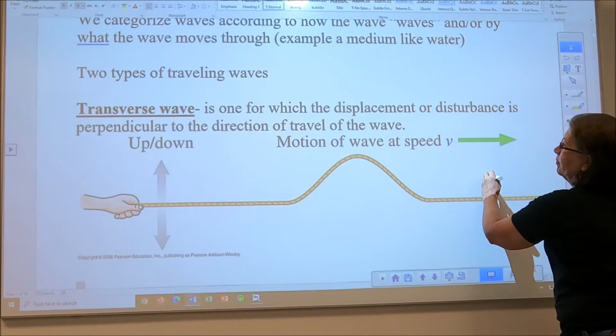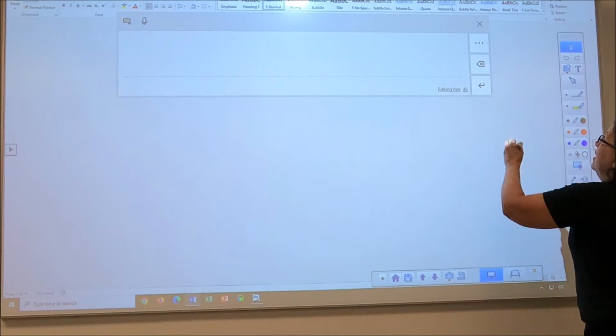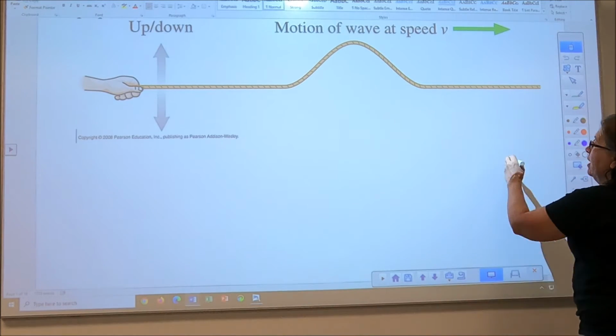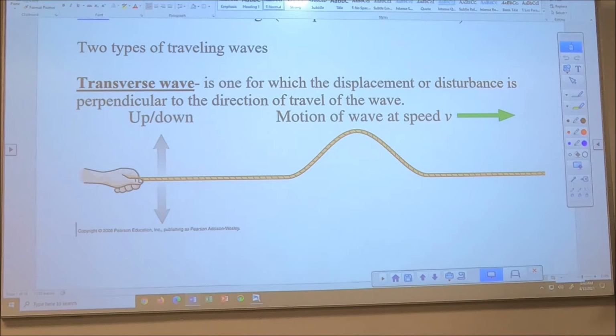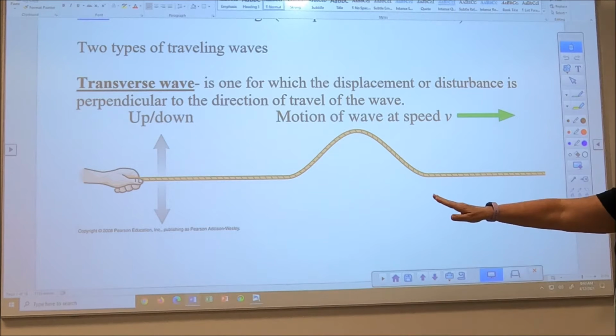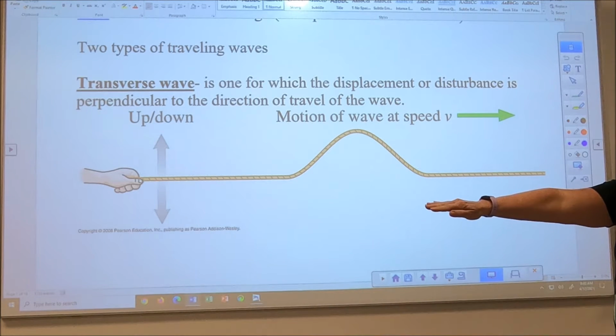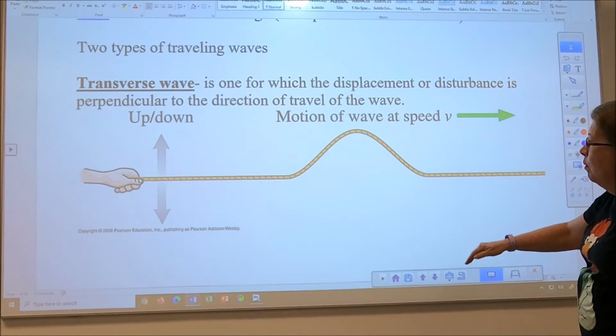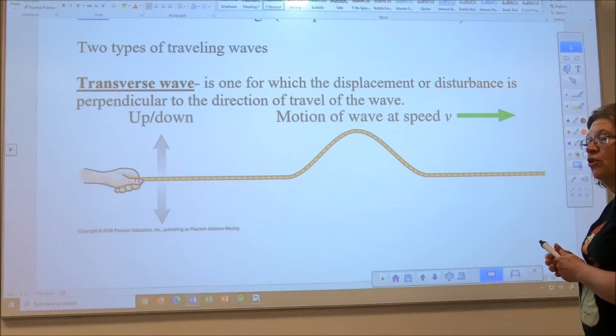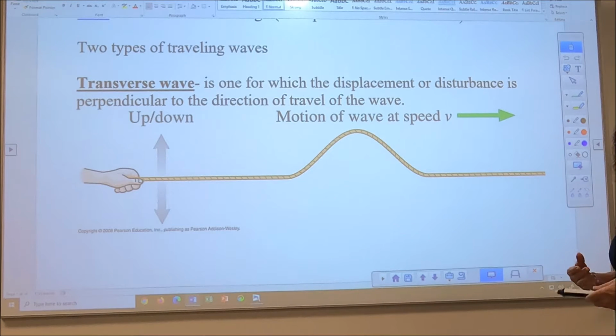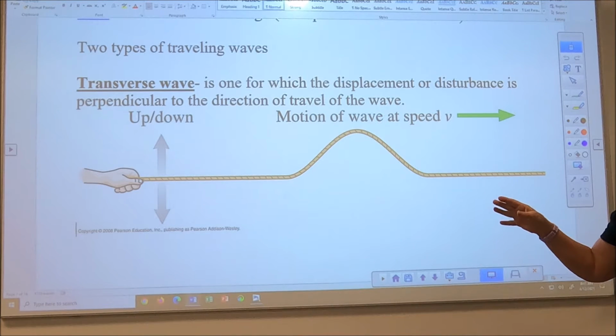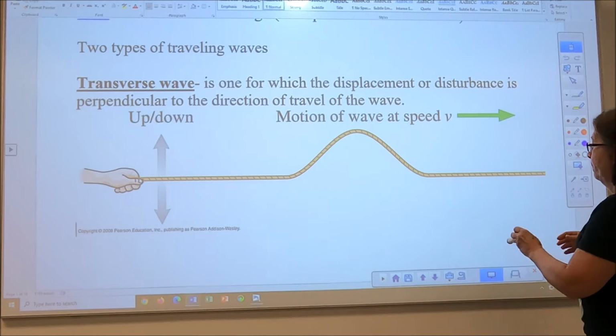So let me pull this back down. Okay, now a transverse wave is one in which the displacement or disturbance is perpendicular to the direction the wave is traveling. So if you think about moving a rope up and down, and then that disturbance moving along the rope, so the motion of the rope is perpendicular to the direction the wave moves, that's a transverse wave. So when you pluck a guitar string or you strike a cymbal, you actually are creating a transverse wave in the string or the cymbal. Okay?